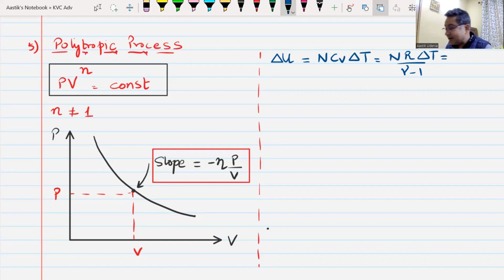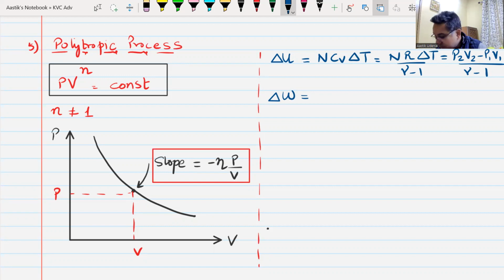Okay. Now I can write it in a different way. nR delta T can be written as P2V2 minus P1V1 divided by gamma minus 1. Yes or no? Yes, sir. Next question is what you have to tell me. What will be the work done in this process?